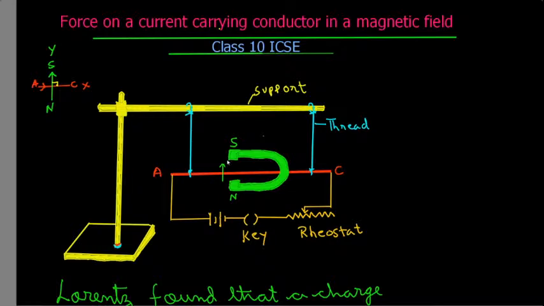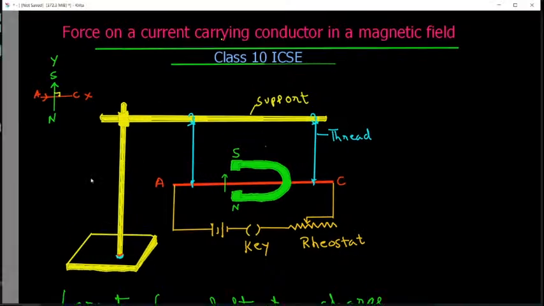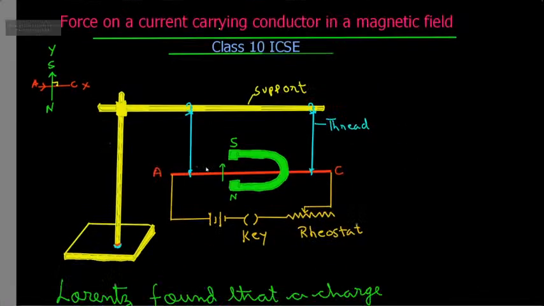Okay, and now I connect this conductor with a battery. This is a battery over here. Then I connect it with a plug-in key which is open at present, and then I connect it to a rheostat. The rheostat is there so that I can increase or decrease the amount of current in the circuit.